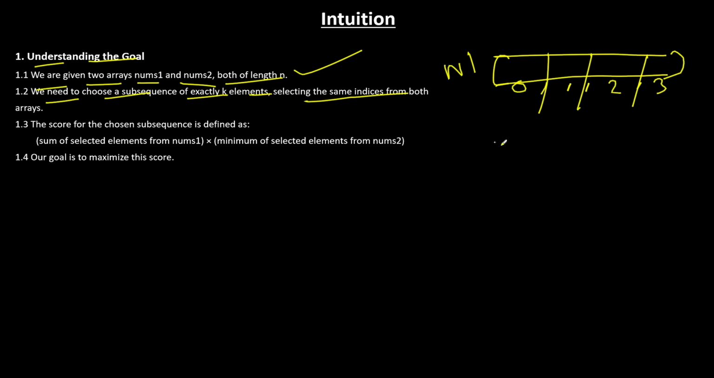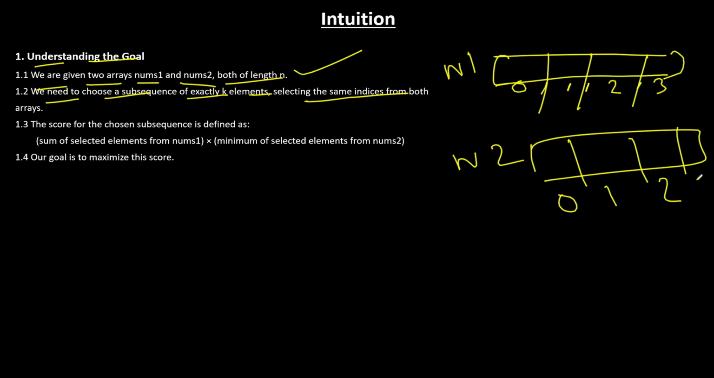Now, suppose this is nums1, we understood that, and this is nums2, and this is 0, 1, 2, and 3. So if I choose 0, 2, and 3, here also I have to choose 0, 2, and 3. Okay, please keep that in mind. And for this, we have to find the sum. And from there, we have to find the minimum value.